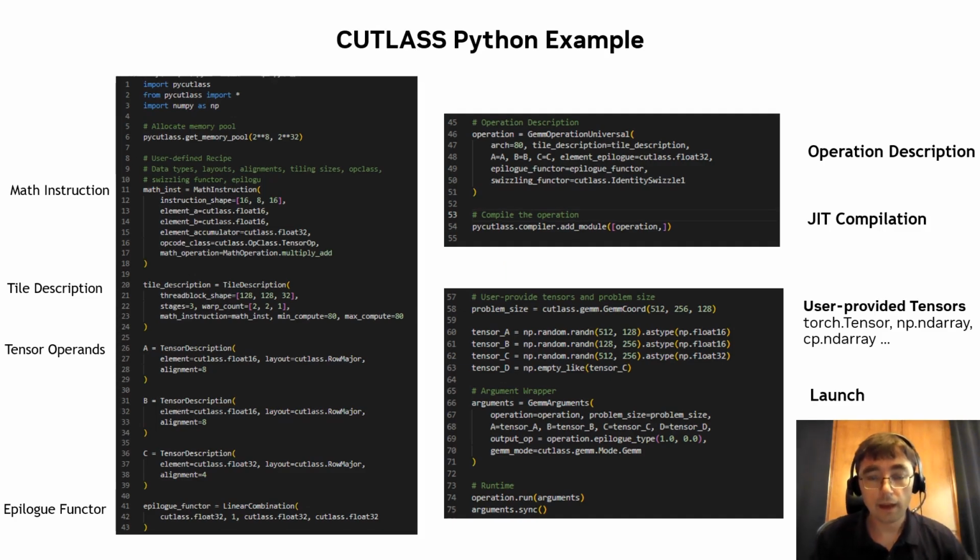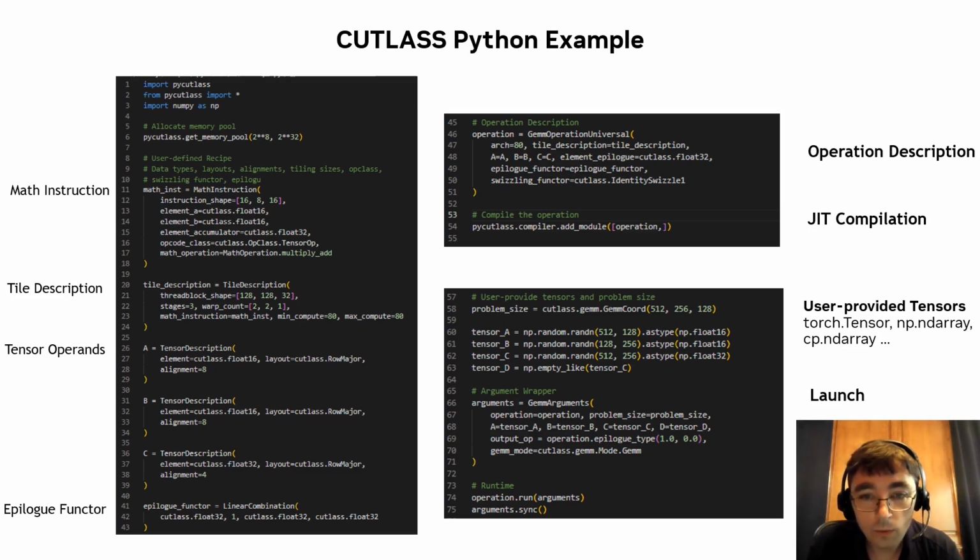Here we have a complete CUTLASS Python example. On the left-hand side, we have interaction with the CUTLASS Python API to define the math instruction, in this case, a 16 by 8 by 16 tensor core operation. We define the tile size, in this case, a 128 by 128 by 32 CTA. We describe the data types and layouts of tensor valued operands. We define the epilogue functor, in this case, linear combination.